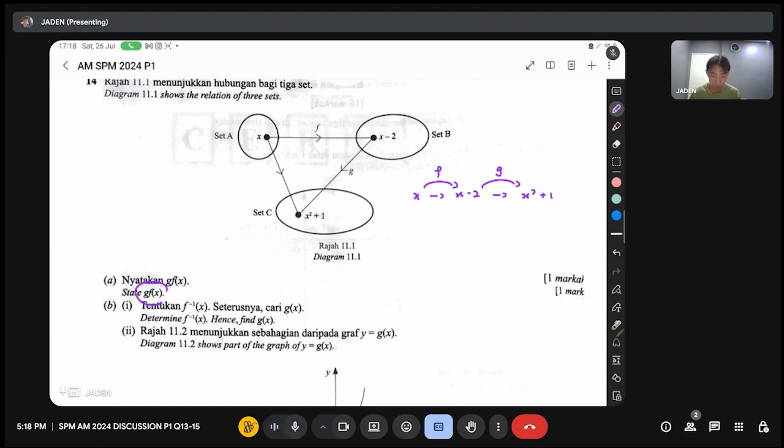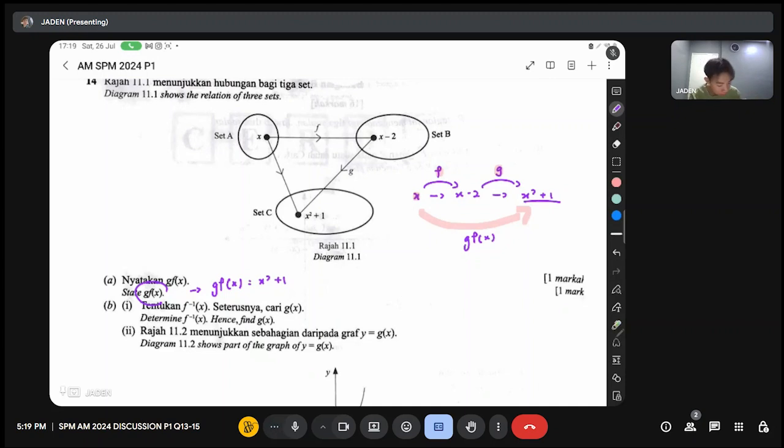Now they want gfx. What does gfx mean? gfx basically means they want the composite function, but to get this composite function, we can get it straight away from the diagram, which is x squared plus 1. Because for gfx, you will straight away get x squared plus 1. This is how the composite diagram works.